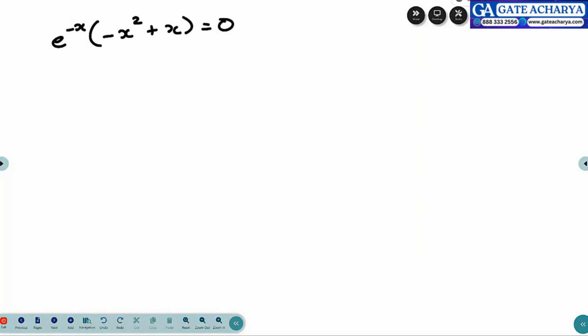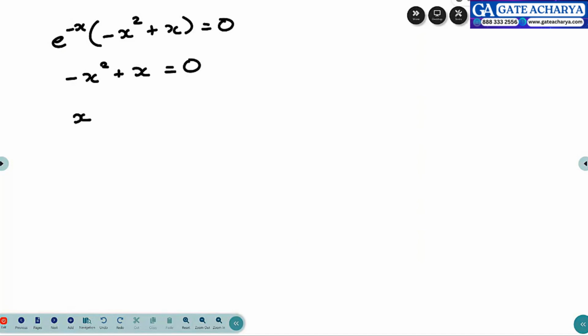And now will e raised to minus x be 0? Only way it can be 0 is when x is infinity. That is not allowed. We cannot take x equal to infinity. So e raised to minus x is technically never going to be 0. So the only term that is going to be 0 is this bracket. Therefore minus x square plus x can be 0.